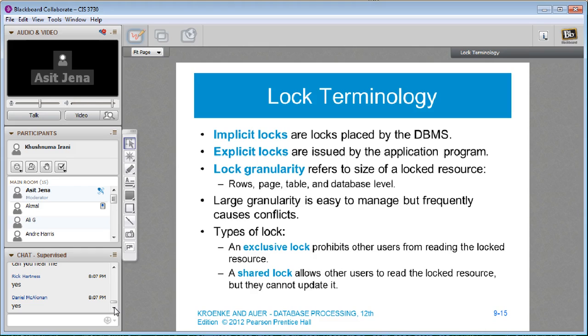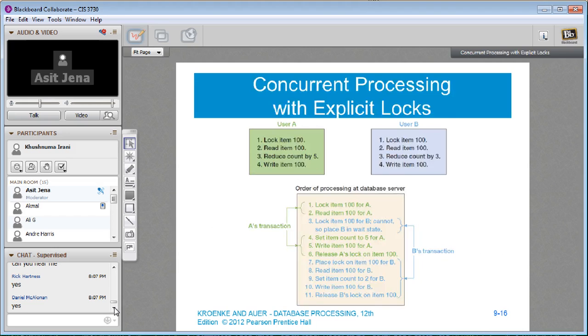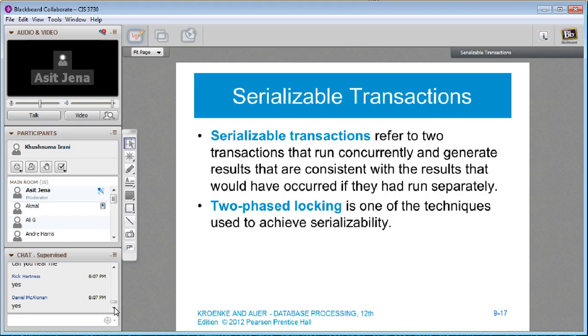Okay, so there are two kinds of locks: the exclusive lock and the shared lock. The exclusive lock prohibits other users from reading the locked resource. The shared lock allows other users to read the locked resource but they can't update it. When you do the exclusive, it will not even bring up the record. If you do a shared lock, then you can bring up the record and read it, but you cannot update it.